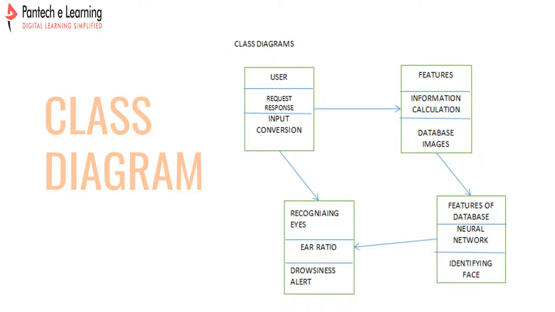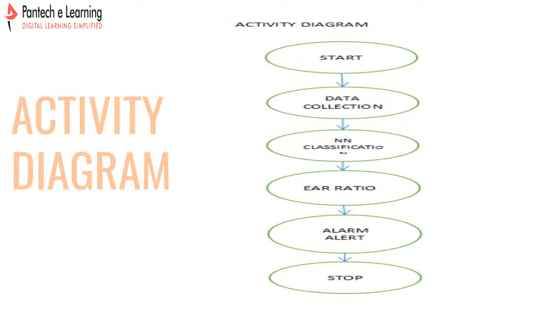So under the user, first it should recognize whether it is an eye, or a mouth, or a face. First it should detect the features. After detecting the features, it should recognize the eye aspect ratio. And then features of the database, using different kinds of neural networks, identifying the face.